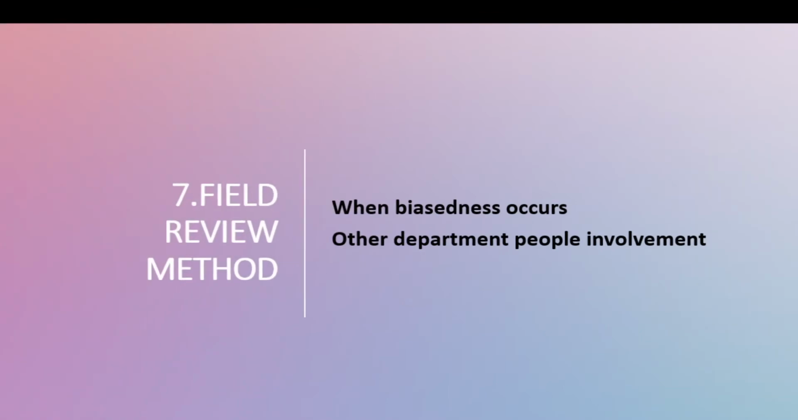Field review method. The need for field review arises when there is a reason to suspect the rater's bias, or his or her ratings appear to be quite higher than others. In such a situation, the review process is conducted by a person who does not belong to the employee's department, usually the personnel officer in the HR department.